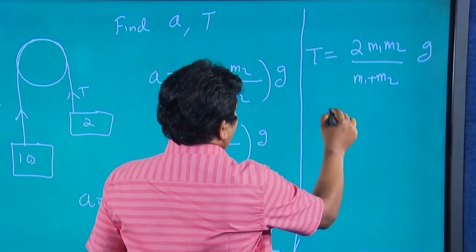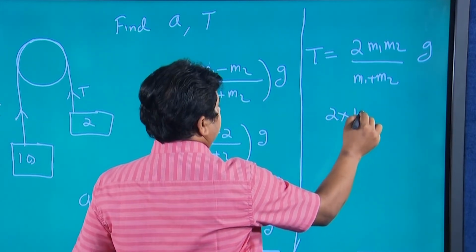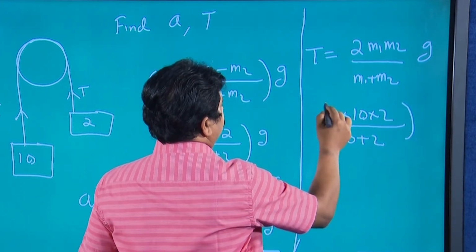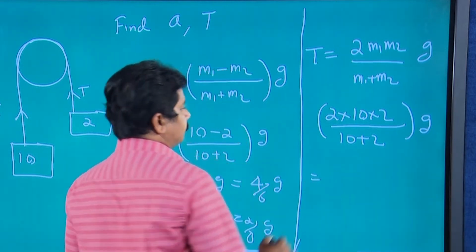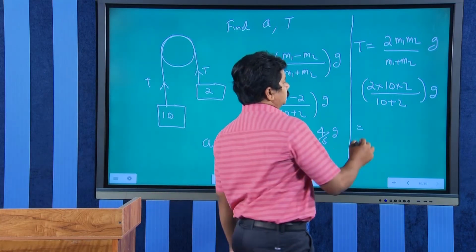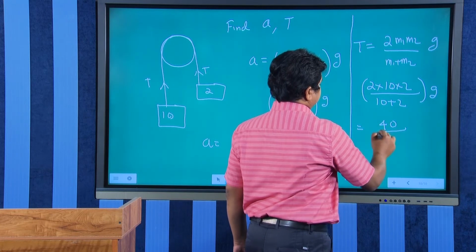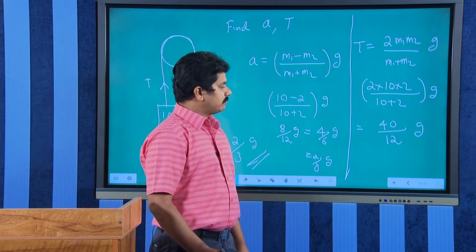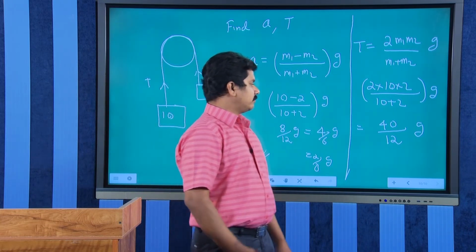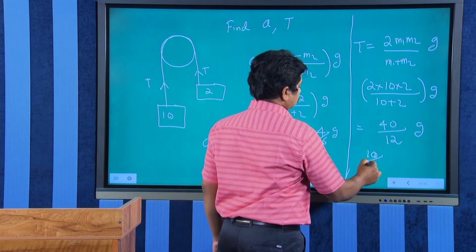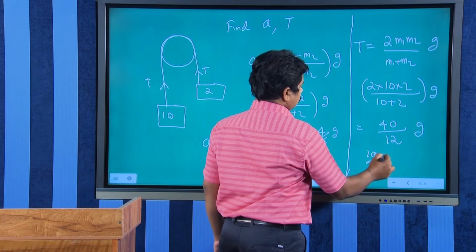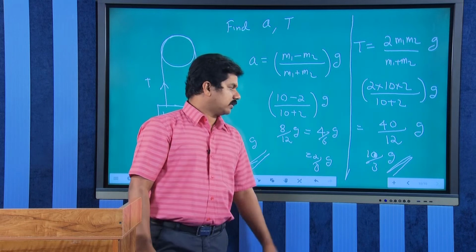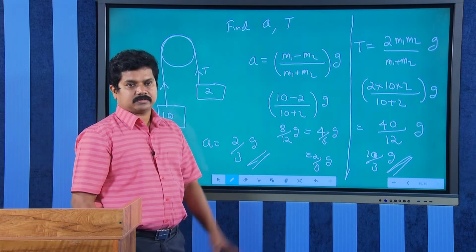So, how much? 2 into m1, which is 10, into 2 by 10 plus 2, into G. That is how much? 40 by 12 G, or 10 by 3 G. So, this is our tension.